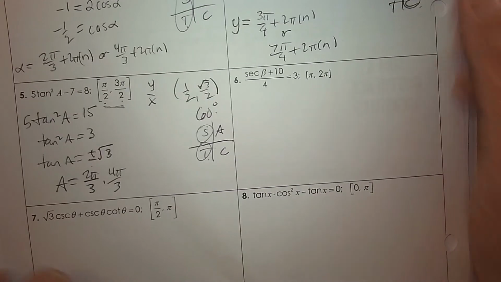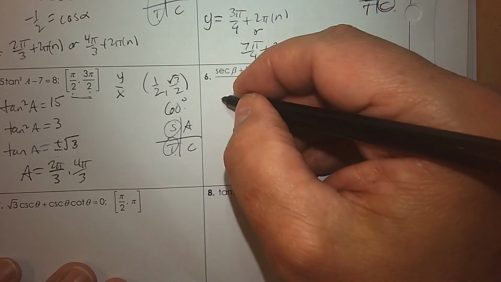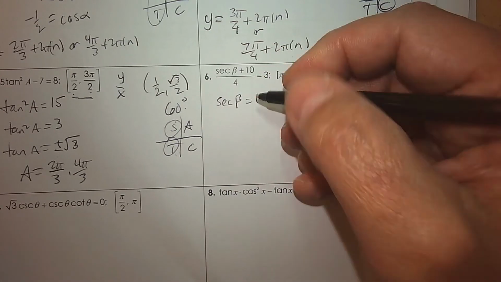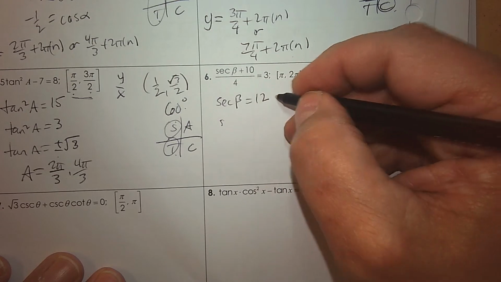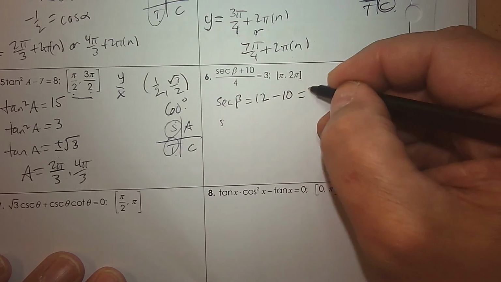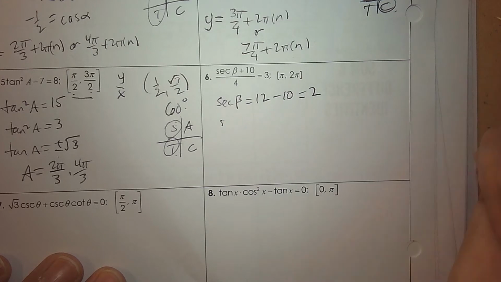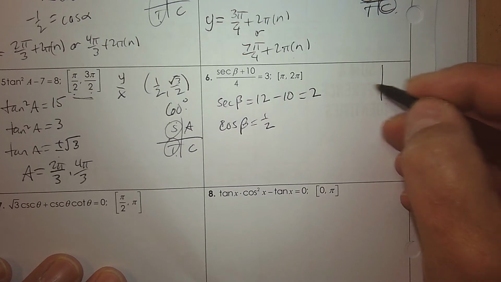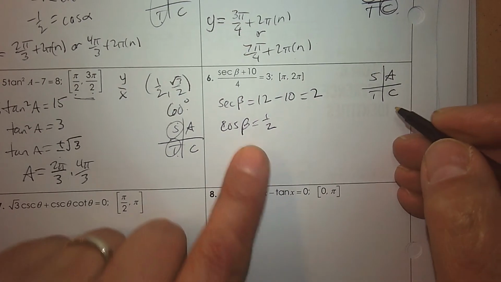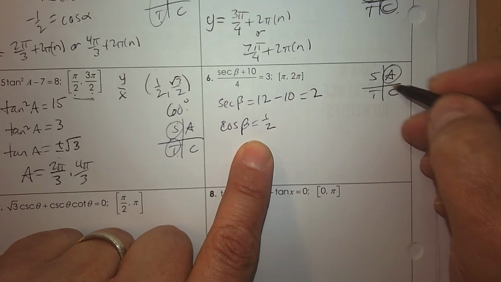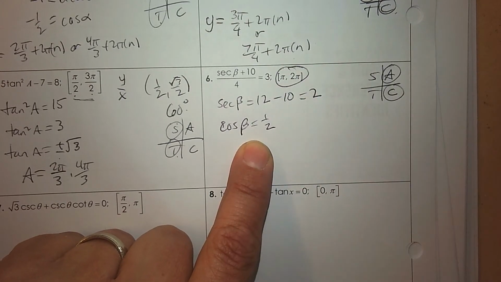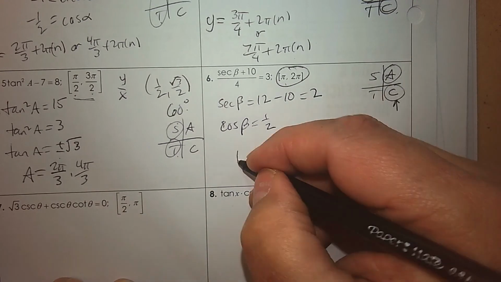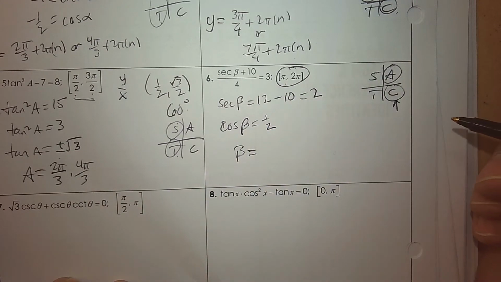Number 6. To get secant, oh, I love beta. So there's beta. To get it by itself, multiply by 4, then subtract 10. Now, I'm going to do the reciprocal to make life a little easier. So that means cosine then must equal 1/2. And then think of my quadrants. So cosine is positive in quadrants 1 and 4. But with this restriction, I'm only going to focus in on quadrant 4. Because quadrant 1 is not in my restriction. So only in quadrant 4 am I going to get my answer.